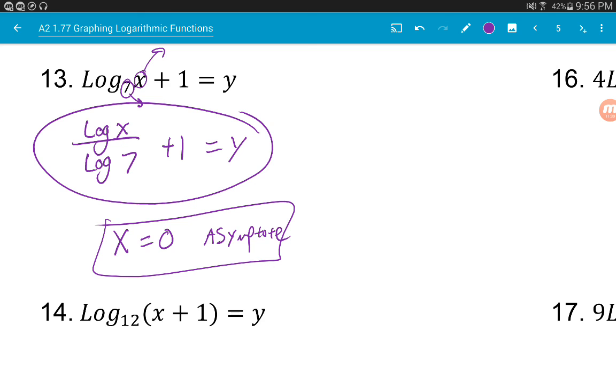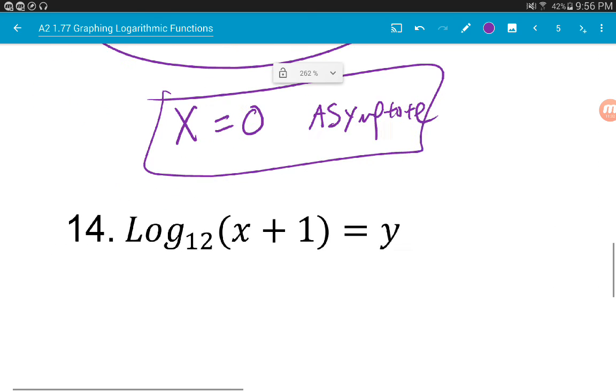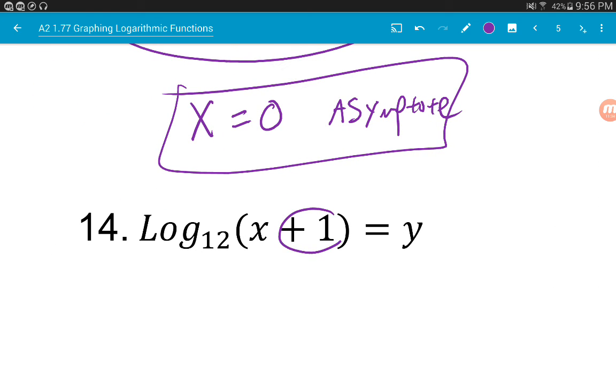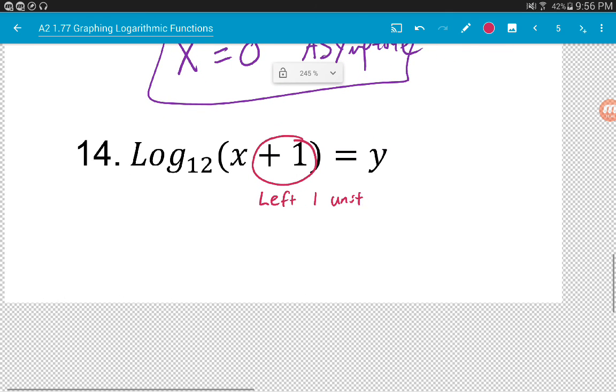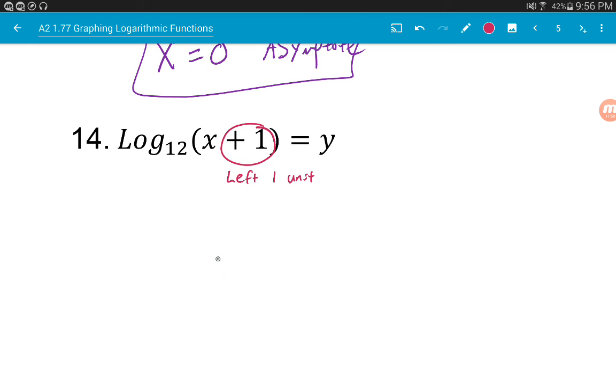X equals 0. The only one that's different is this one right here. Let me switch this to red. Number 14 was the only one that was different. A +1 on the inside is a horizontal shift of left 1 unit. So essentially what that means is my whole graph, the logarithmic function and its asymptote, would all shift 1 unit to the left.